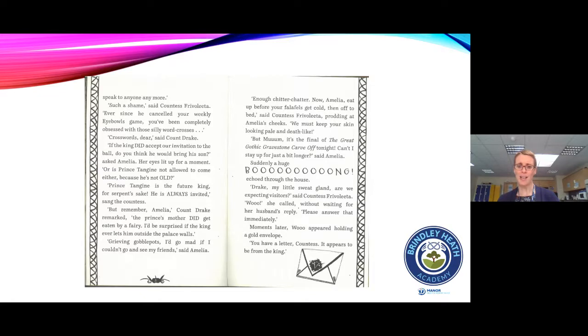Drake, my little sweat gland. Are we expecting visitors? said Countess Frivolita. Woo, she called without waiting for her husband's reply. Please answer that immediately. Moments later, Woo appeared holding a gold envelope. We have a letter, Countess. It appears to be from the king.